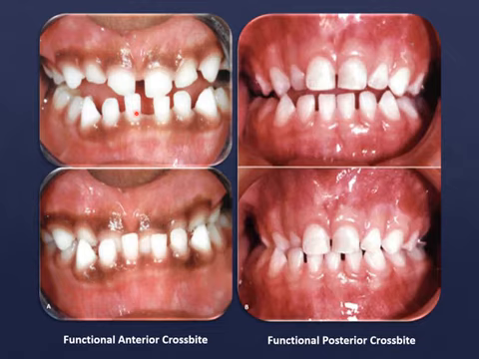In case of functional posterior crossbite, there is also a premature contact, usually posteriorly. So in order to avoid this premature contact, the patient moves or shifts the mandible to one side. In this case, the mandible is shifted to the right side, developing posterior crossbite here. This can be identified by noticing the anterior midline. So in this case, you can see the coincidence of upper and lower midline, while in case of shifting, you can notice that the midline is shifted to the right side.